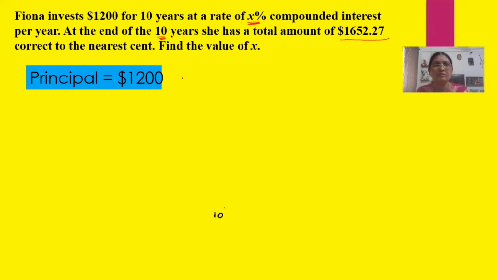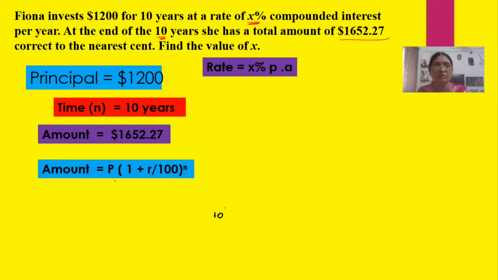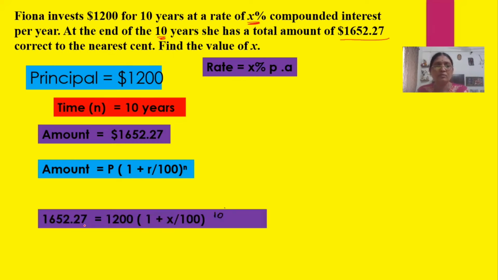So principal is $1,200. The time is 10 years. The rate is X% per annum. The amount which she has received is $1,652.27. Let us use the formula. Amount is equal to principal in bracket 1 plus r upon 100 raised to n. So we put the value. Amount is 1652.27 is equal to 1200 in bracket 1 plus x upon 100 raised to n.